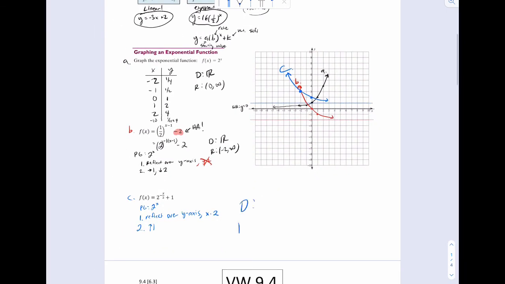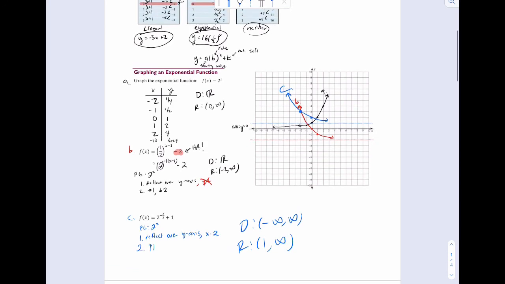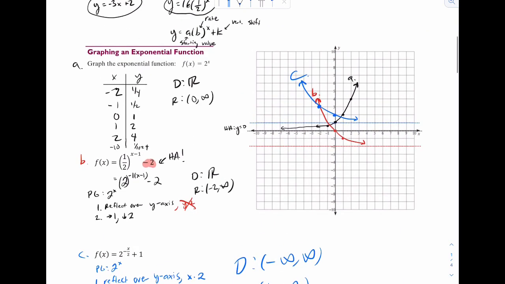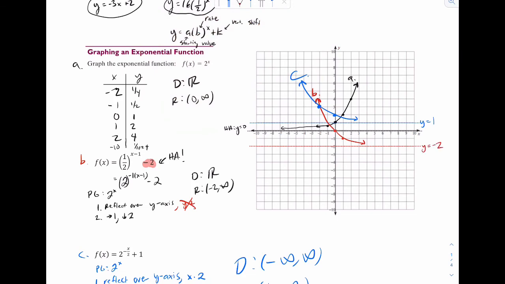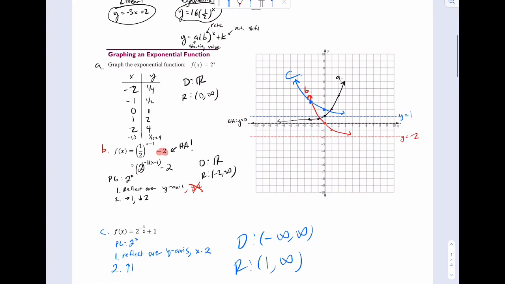Let's do domain and range. Domain is still everything, and the range would be 1 to infinity. And just to label, I'll better put my asymptotes in here. Y equals 1, y equals negative 2. And that's it.